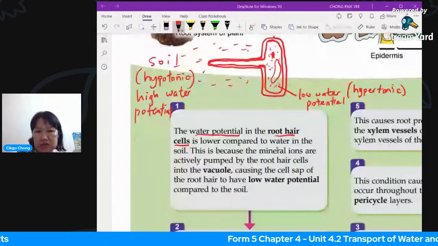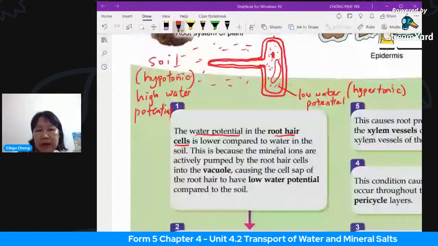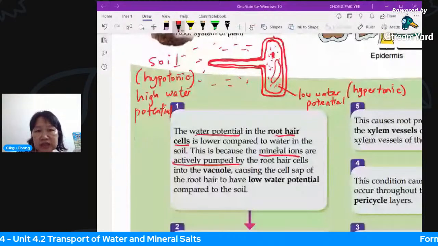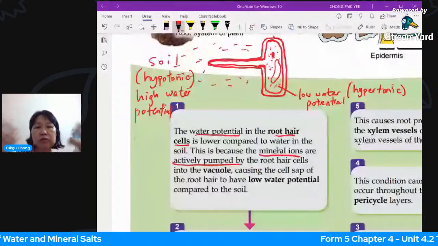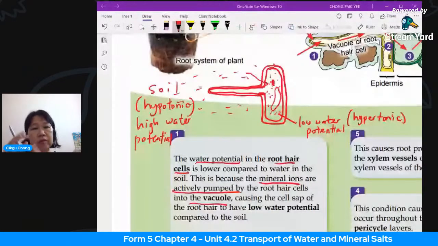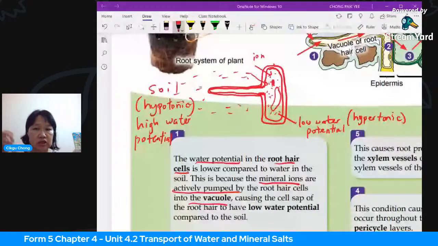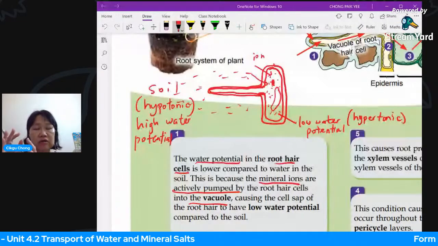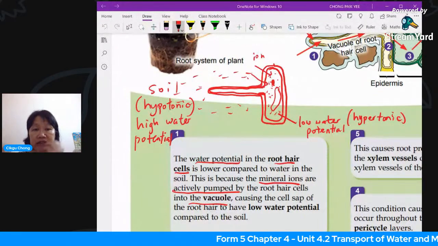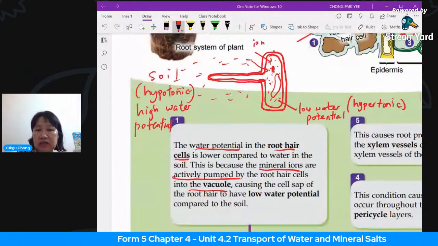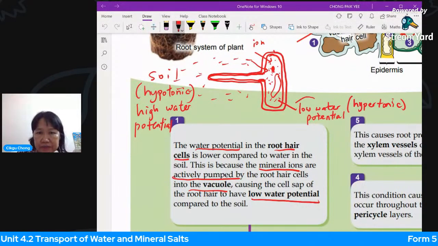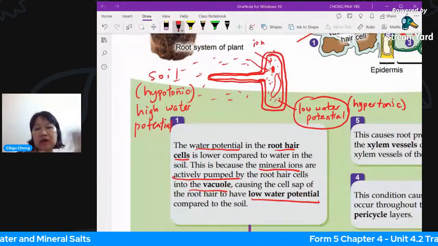Now why is it like that? The mineral ions are actively pumped by the root hair cells into the vacuole. So this root hair is actually taking in minerals. It will pump in ions. Ion is the salt. So when it pumps in ions, there will be more salt inside the cell. That means it's going to be hypertonic. So the cell here will pump in mineral salt through active transport, causing the cell sap of the root hair to have low water potential. That means here less water, outside more water.